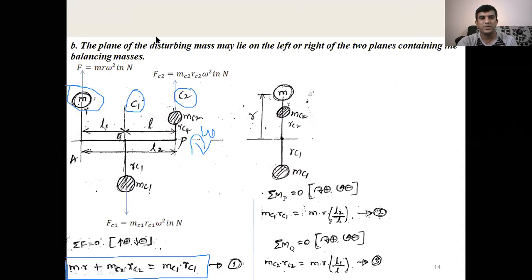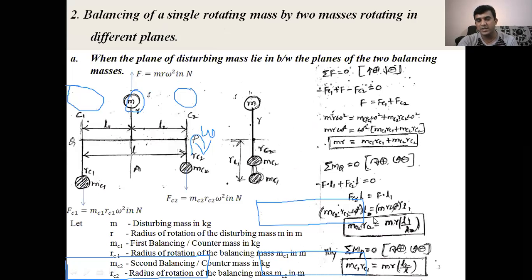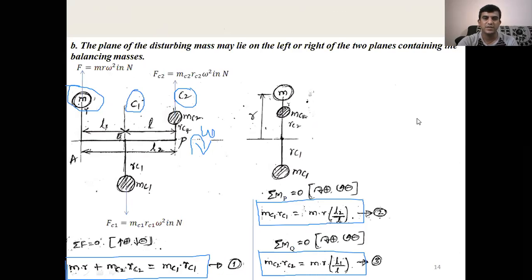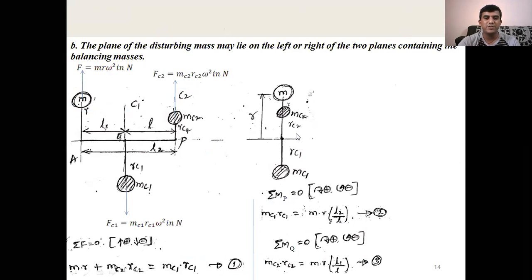See what is the value here? MC1 RC1 is equal to M into R into L2 by L, equation 2. Similarly, MC2 RC2 is equal to M into R into L1 by L. Now you can see that in the previous case also we get the same value for dynamic balancing, right? Yes, this is the way you derive it. They may ask for short notes in general. Okay. Now, from the exam point of view, these two will not come, but they may ask for short notes.